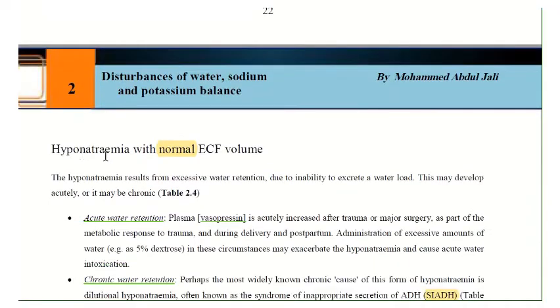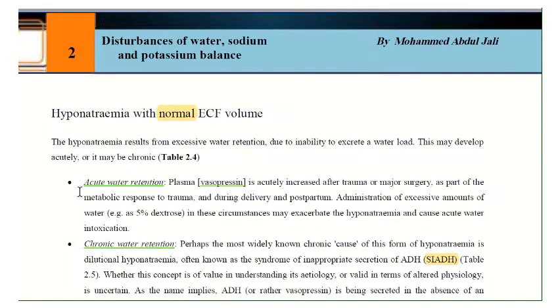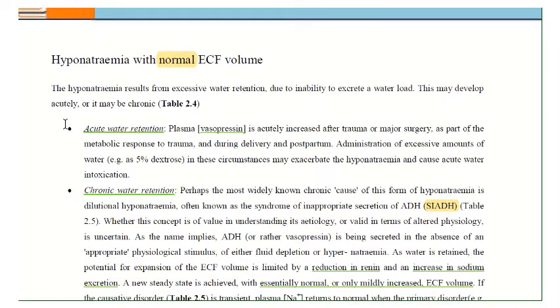الحالة الأخرى للهايبونايتريميا with normal extracellular fluid volume. The hyponatremia results from excessive water retention due to inability to excrete a water load. This may develop acutely or it may be chronic.